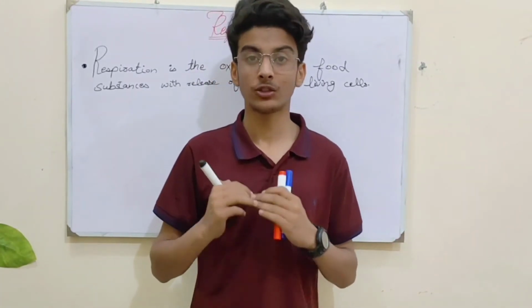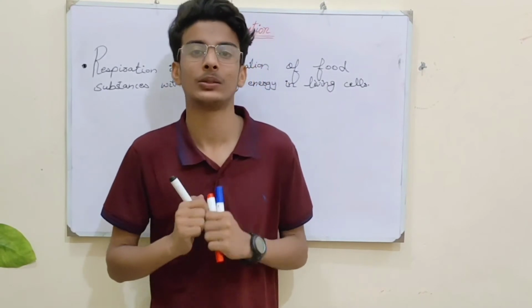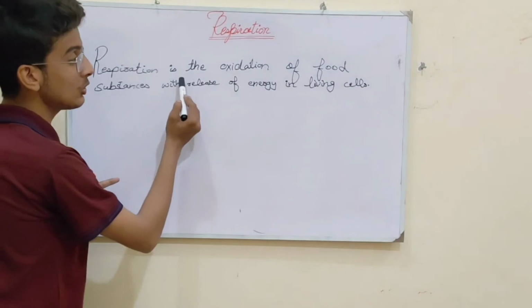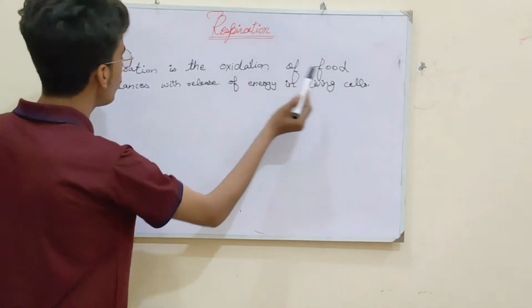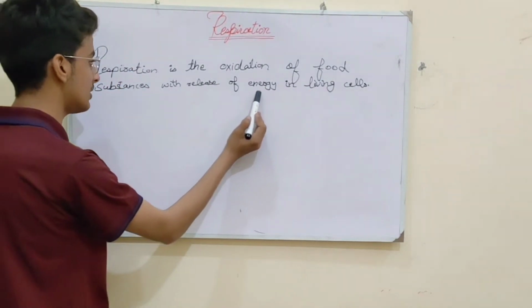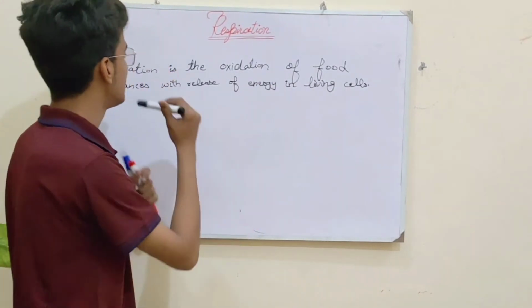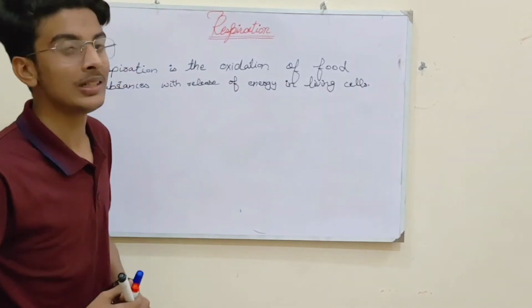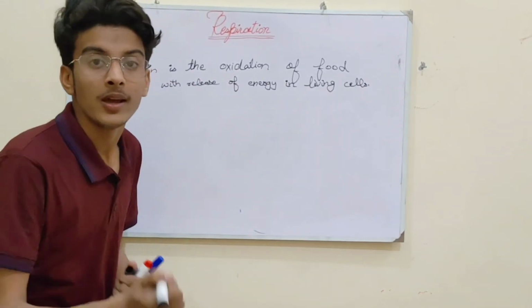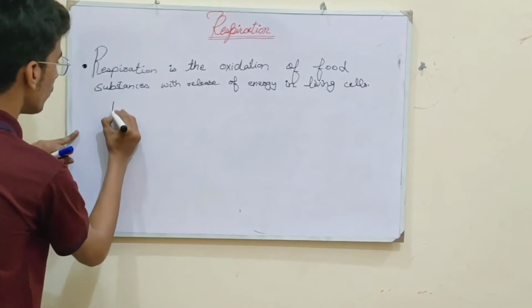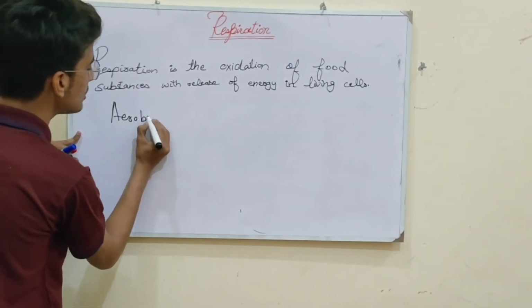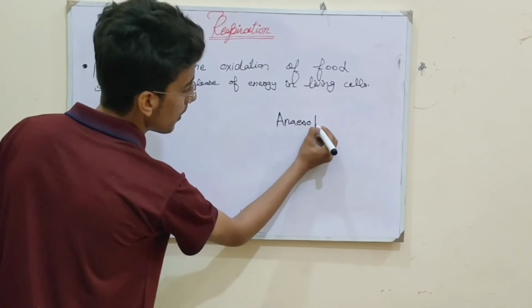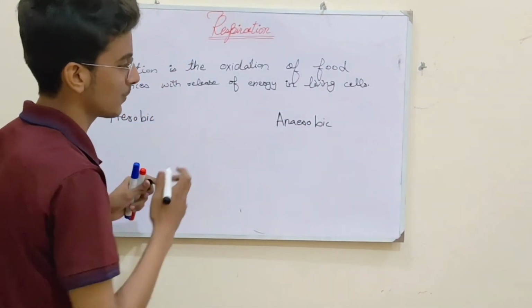Now we would have a short summary of what we have learned today. The first thing we learned is that respiration is the oxidation of food substances with release of energy in living cells. This is the definition of respiration. The second thing we learned is the types of respiration. There are two types: aerobic respiration and anaerobic respiration.